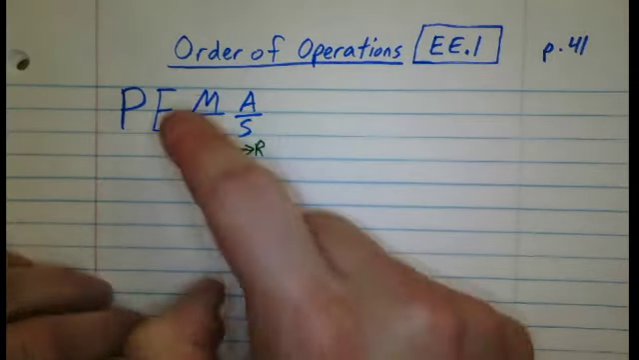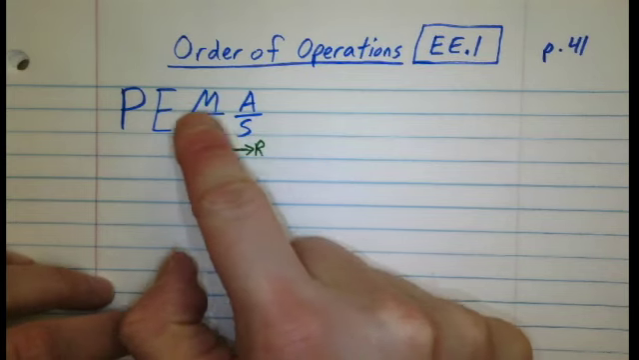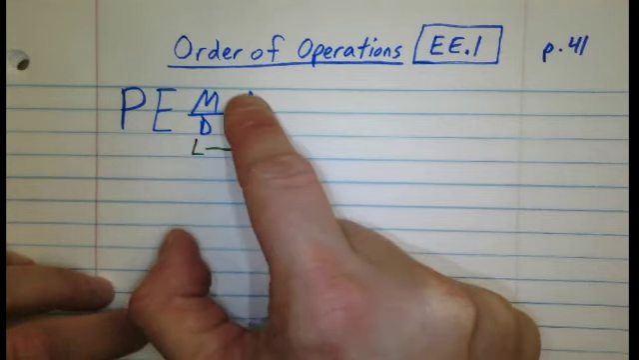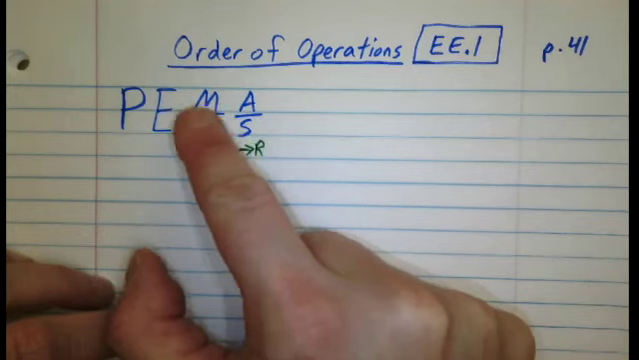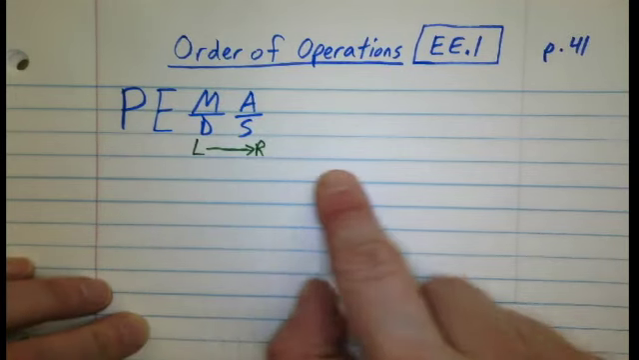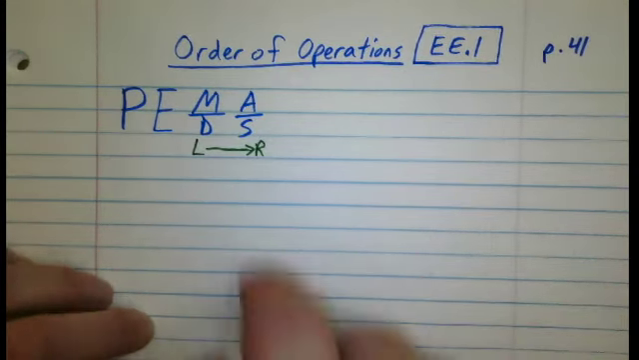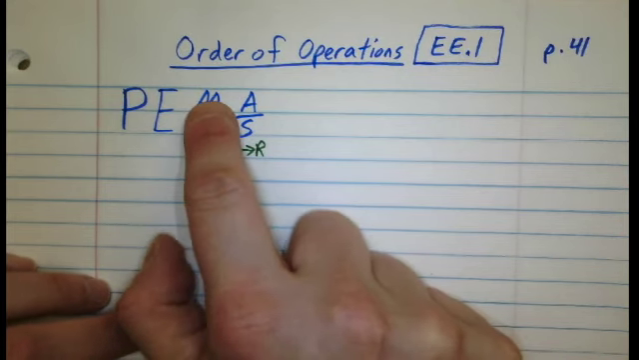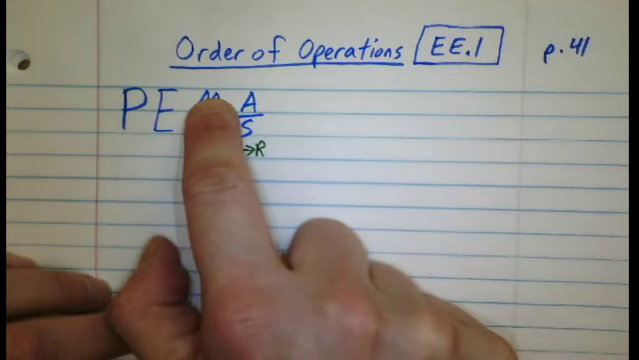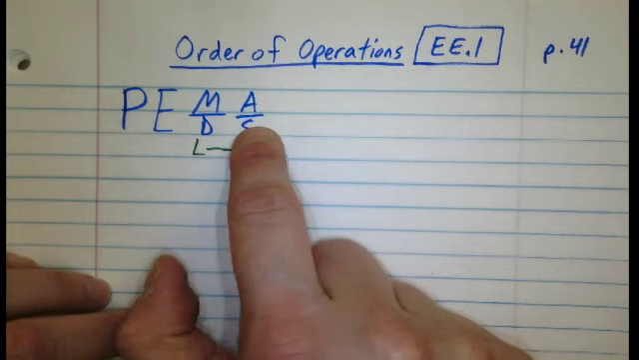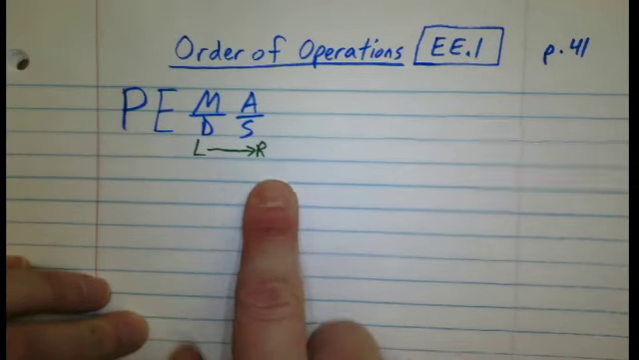I don't really want to put the M in front of the D because then it looks like multiplication is supposed to happen before division, or addition before subtraction. It's whichever one happens first when working the problem left to right. If there's a division problem before multiplication, you would do division, then multiplication. If there's an addition before subtraction, then you would do addition and then subtraction when working left to right.